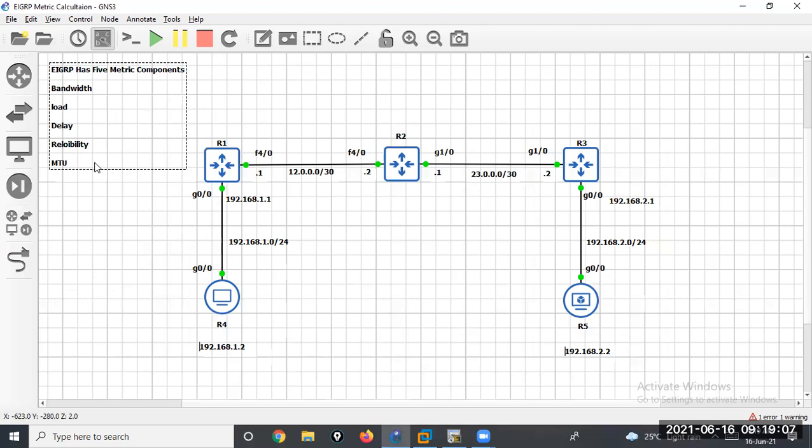And which bandwidth does EIGRP use here? EIGRP uses the lowest bandwidth along the path. Now I will tell you what the lowest bandwidth along the path is. And EIGRP uses the total delay along the path.